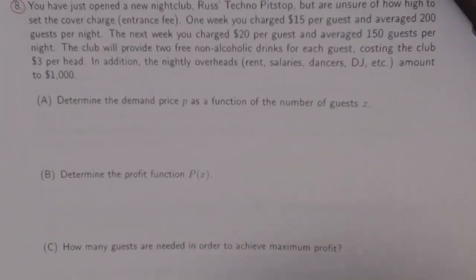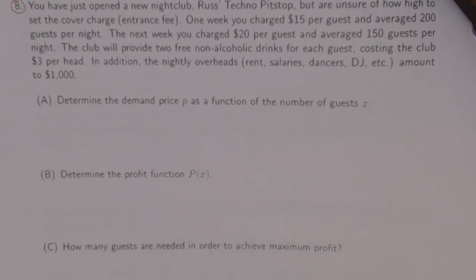Okay, so this one is number 8. It's the one that's like the project, and it says you've just opened up a new nightclub, Russ's Techno Pit Stop, but are unsure of how high to set the cover charge, the entrance fee. One week, you charge $15 per guest and average 200 guests per night. The next week, you charge $20 per guest and average 150 guests per night. The club will provide 2 free non-alcoholic drinks for each guest, costing the club $3 per head. In addition, the nightly overheads, rent, salaries, dancers, DJ, etc. amount to $1,000.